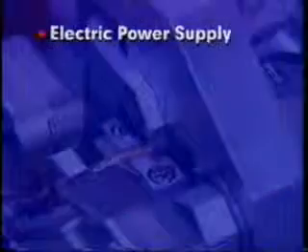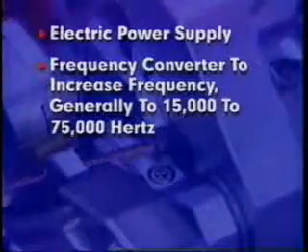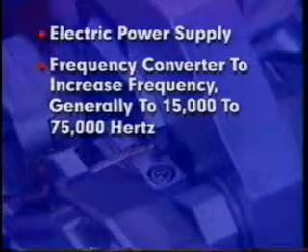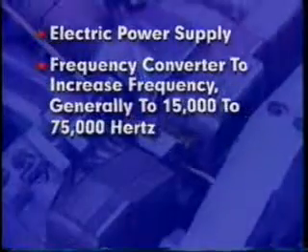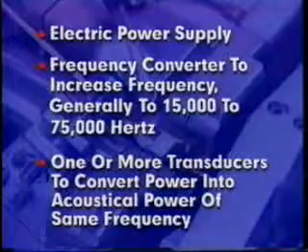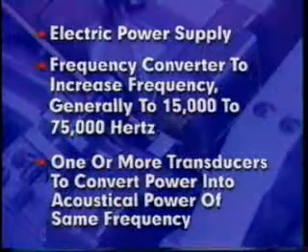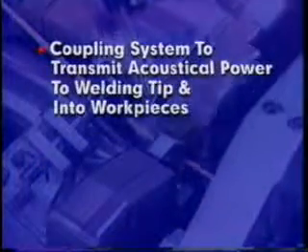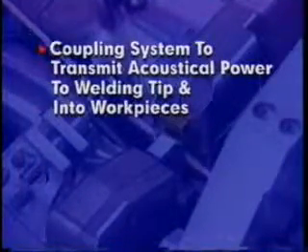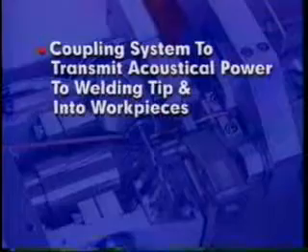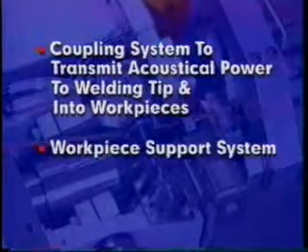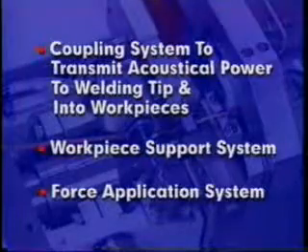Basic equipment includes an electric power supply, a frequency converter to increase line frequency to generally 15,000 to 75,000 Hertz, one or more transducers to convert that power into acoustical power of the same frequency, a coupling system to transmit the acoustical power to the welding tip and into the workpieces, a workpiece support system, and a force application system.